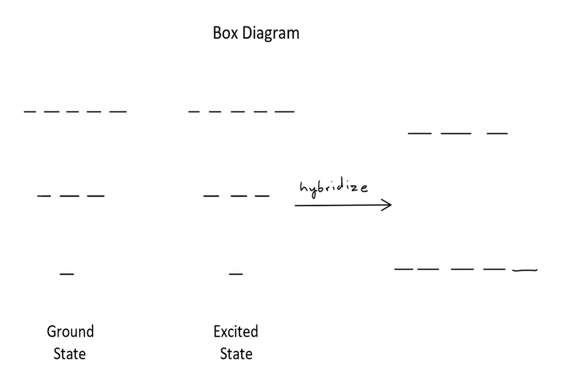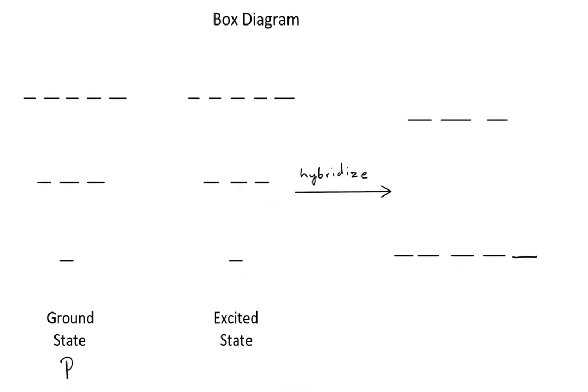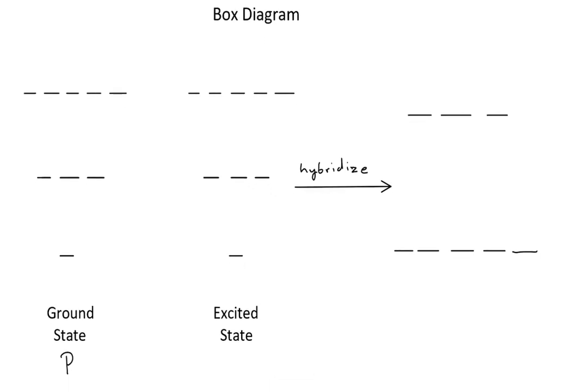The box diagram I've set up mostly. We just have to fill it in. So we're going to start with our central atom in the grounded state. So this is going to be phosphorus. And then we're going to go ahead and fill this in. So we have 3s, 3p, and 3d. These are our orbitals. And we're going to go ahead and fill in those 5 electrons.